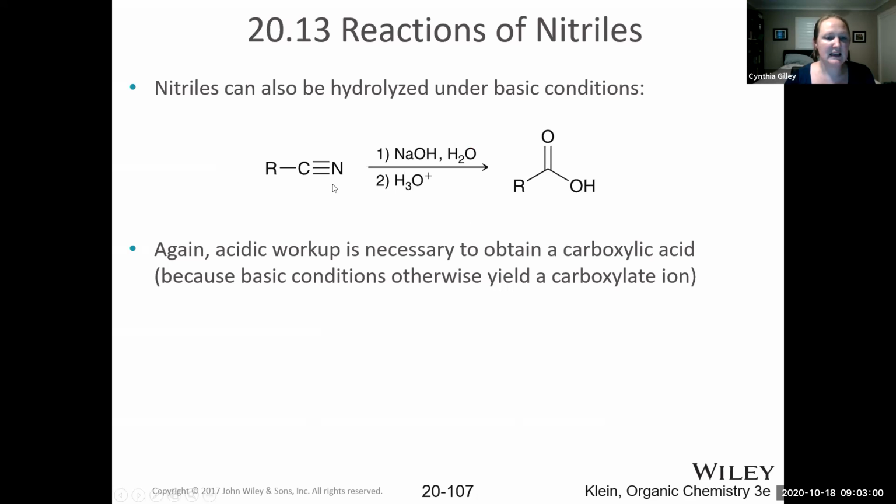Okay, nitriles again can also undergo basic hydrolysis. Similar to the fact that you might recall amides and esters undergo both acidic and basic hydrolysis, nitriles undergo both acidic and basic hydrolysis, and it still goes through an amide intermediate and eventually gets to a carboxylic acid. You do need an acidic workup whenever you're isolating a carboxylic acid, because it will not be isolatable under basic conditions.